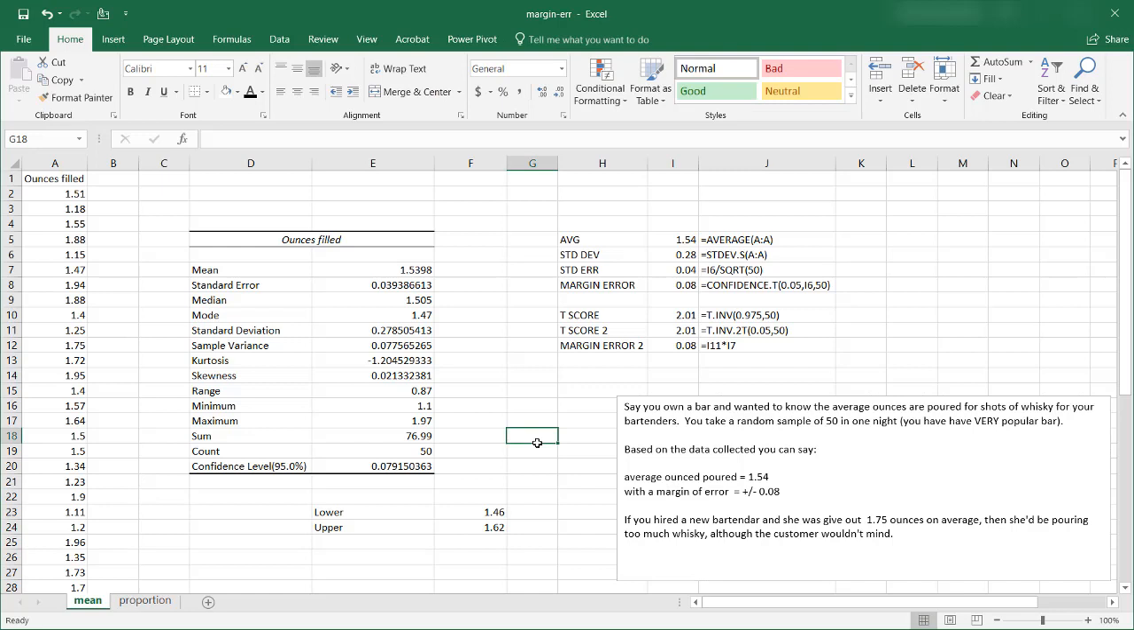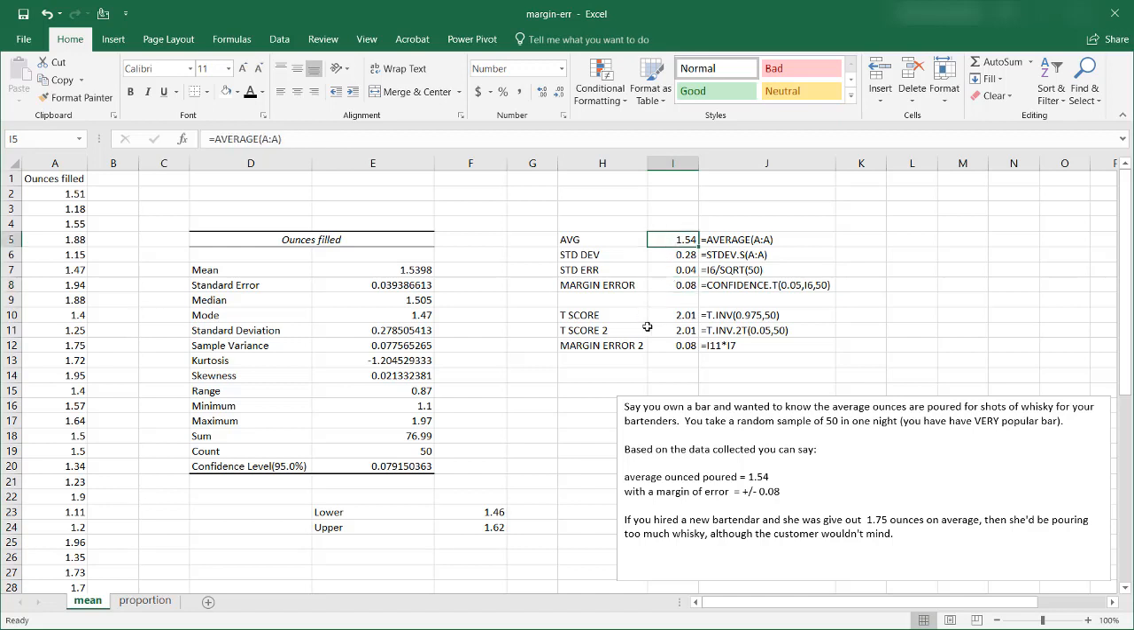So that's how you would find a margin of error. There's a couple ways you can do it. You can use the data analysis feature, that's the easiest way. You can just bring it in and you get your average plus or minus your confidence level of 95%. The other way to do it is to figure out your average and your standard deviation and then put that into your confidence function, your confidence T function, to get your margin of error, and then that is your plus or minus from the average.